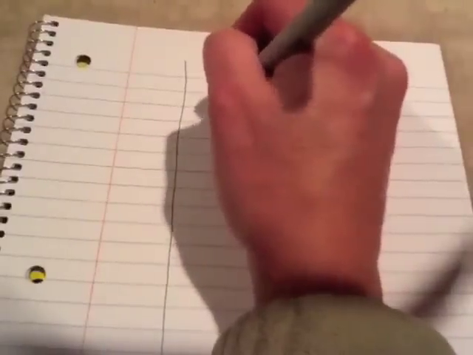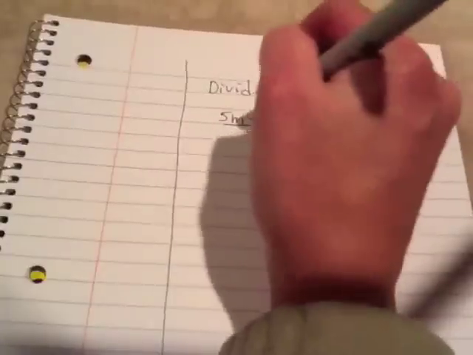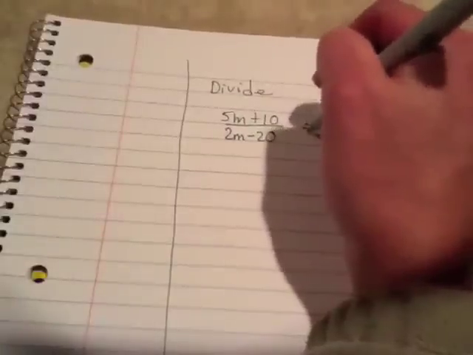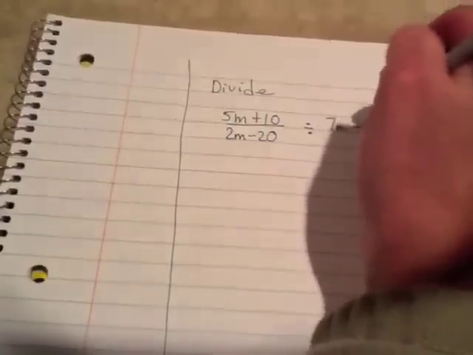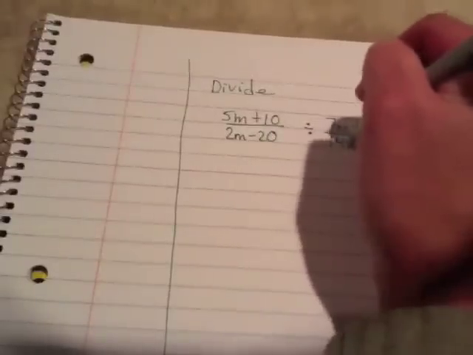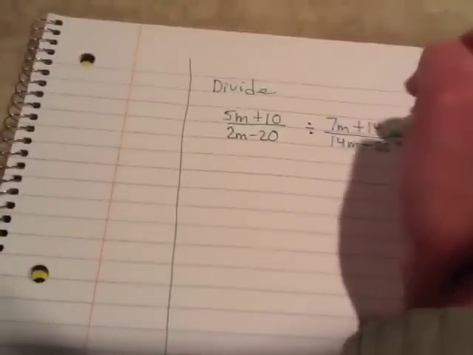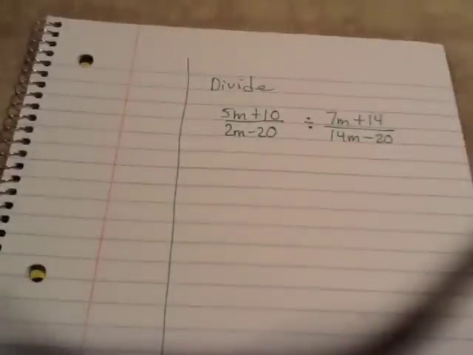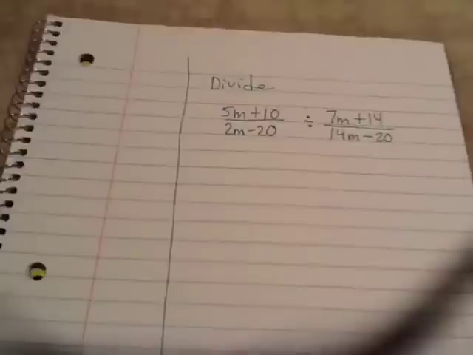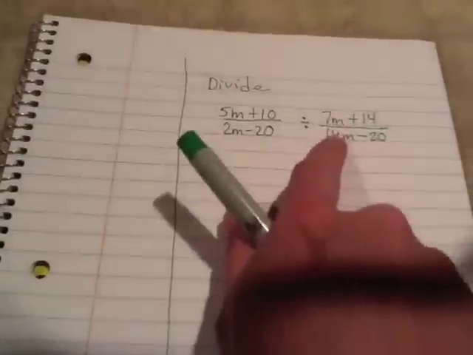Okay, the next one asks to divide (5m + 10) over (2m - 20) by (7m + 14) over (14m - 20). So again, you're going to look at every single one of them individually after you flip and multiply. So reciprocal and multiply.